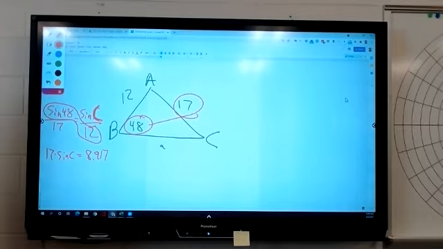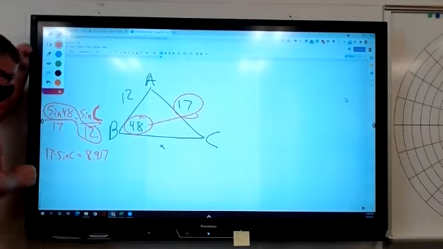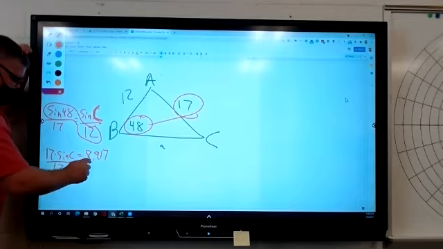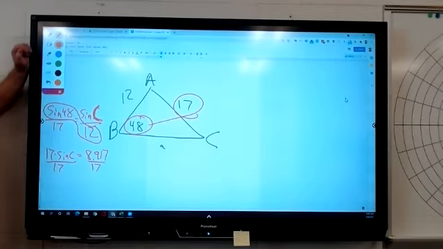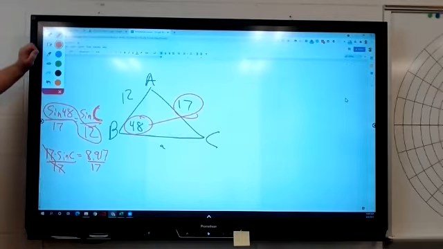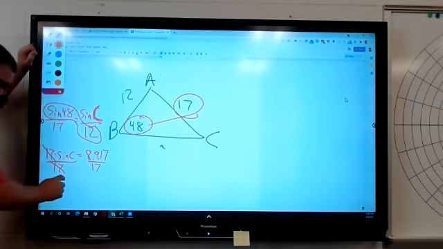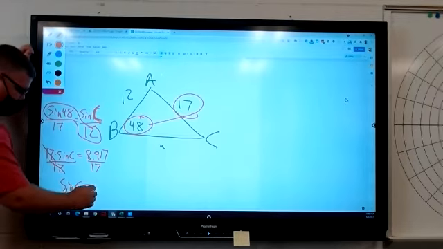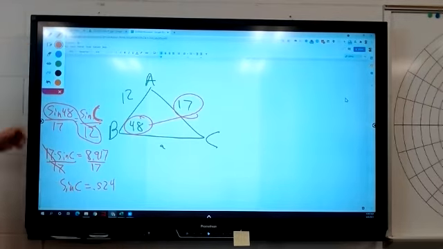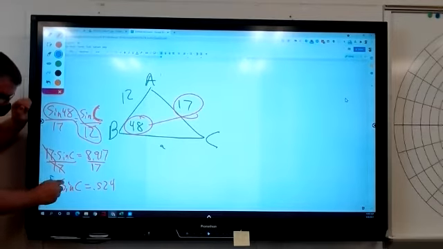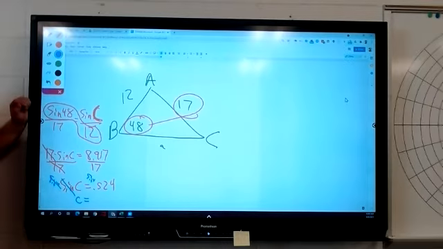And what's the only other thing I have to do now? Get rid of those 17s, right? So the 8.917 divided by 17 is 0.524. Okay, so here's my question. How do I get C? Did you do sine inverse? Sine inverse. C equals what? 31.6.